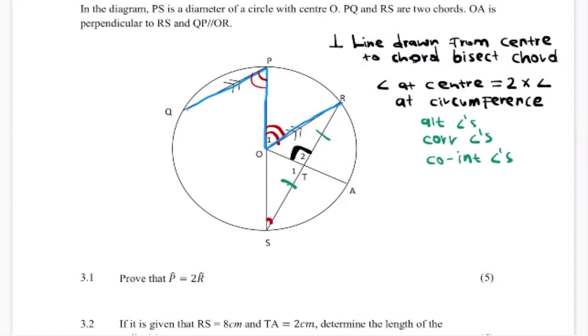Why are we saying so? So let's do it step by step so that we can see. So the first step, the first thing that you will say is OS is equal to OR. Why? Because they are all the radius.